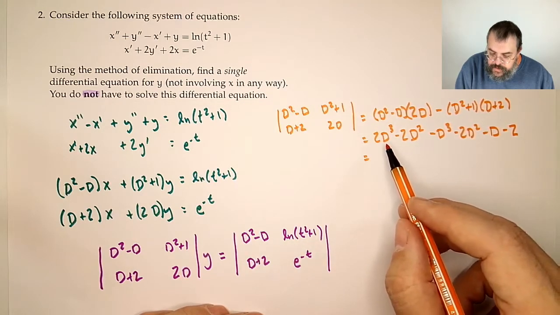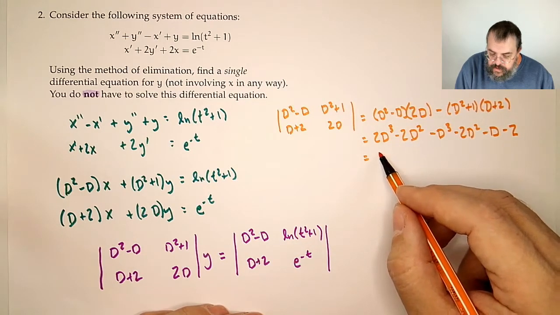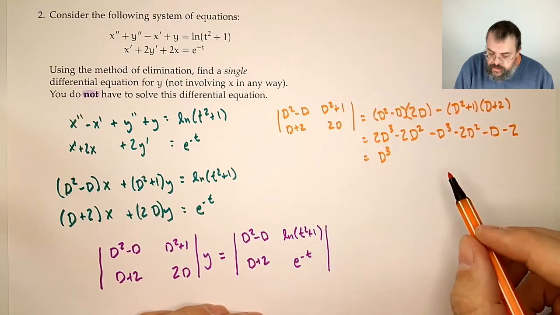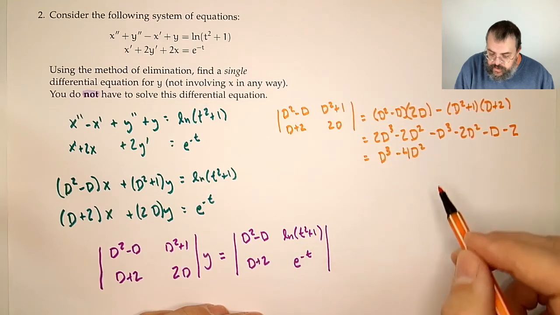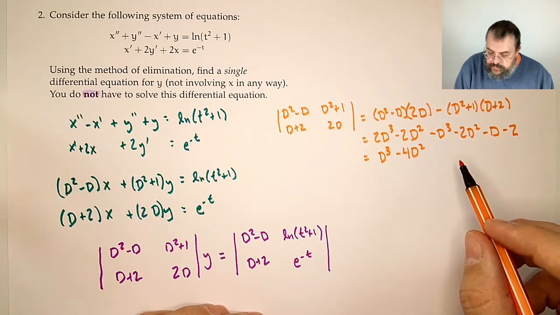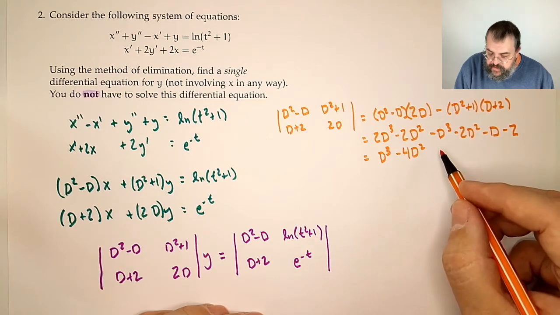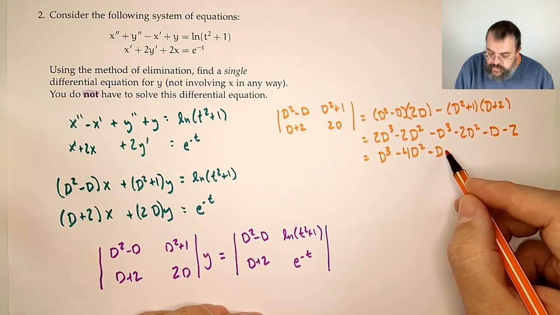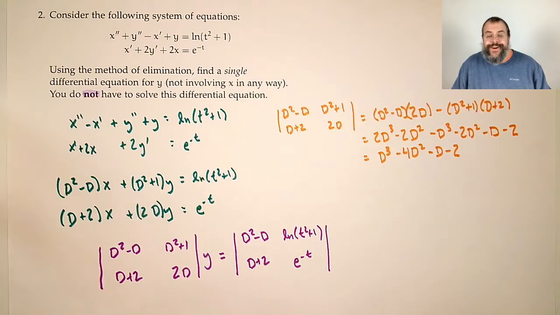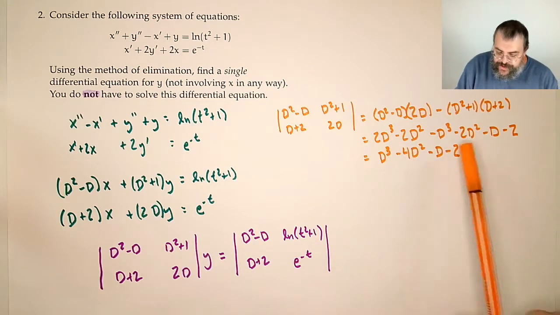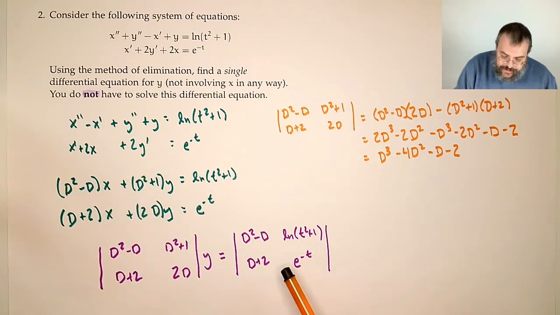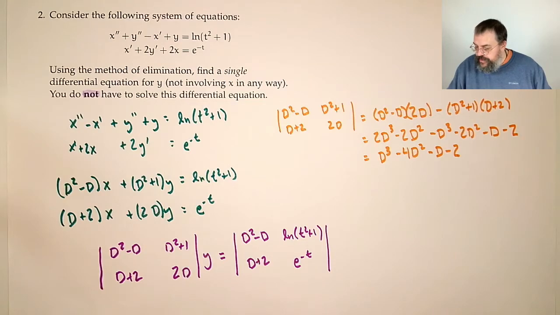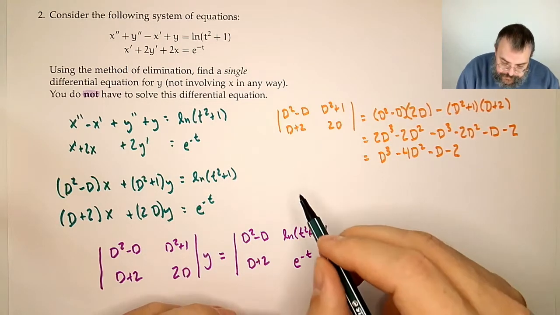And now we look, 2d cubed minus d cubed would be d cubed, minus 2d squared minus 2d squared, minus 4d squared, and then minus d, and minus 2. All right, so there we go. Those are our coefficients. Now what? Well, the other thing is the other side. Okay, so we'll work on that.